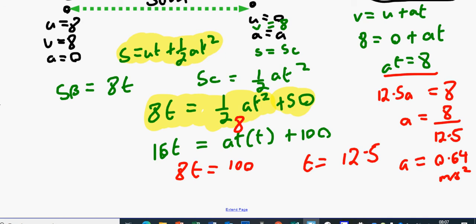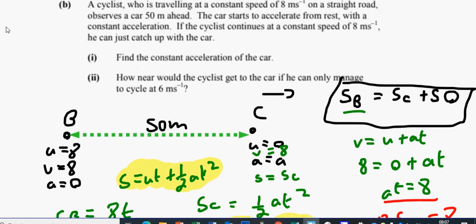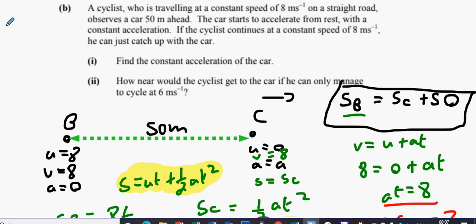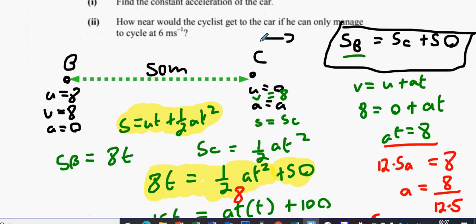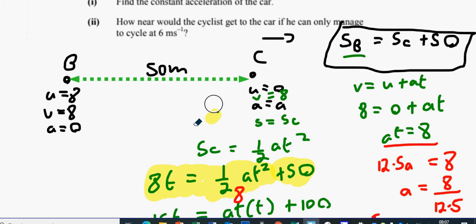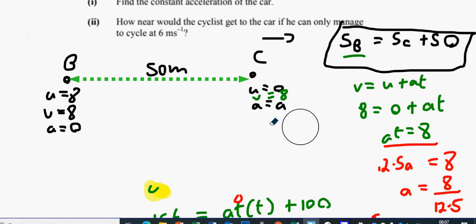Now I'm on to the next part. How near would the cyclist get to the car if he can only manage 6 meters per second? So, essentially this is a brand new question. So, a lot of my old information is gone. Okay? Now, the first question I might ask you is, can I use V equals 6 in this question?